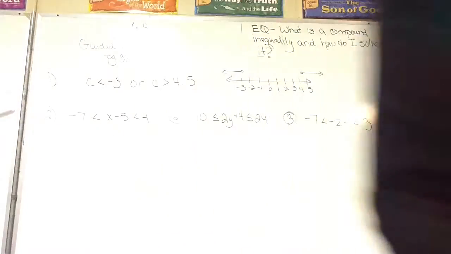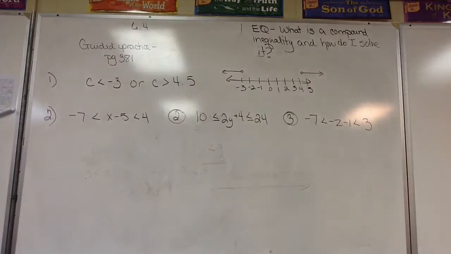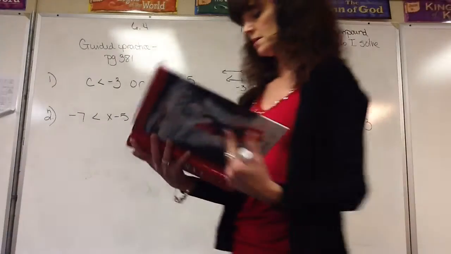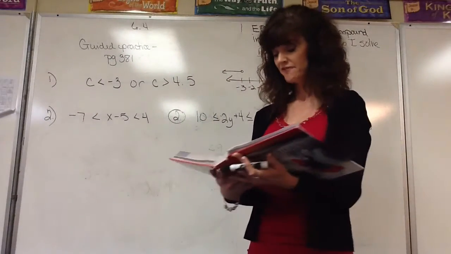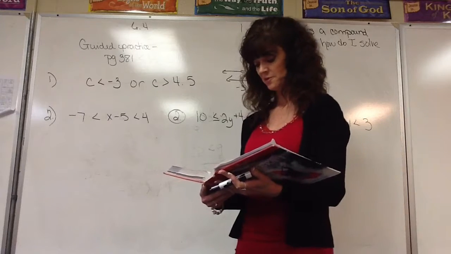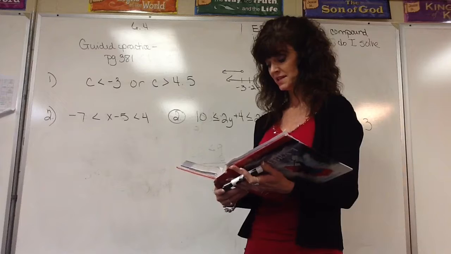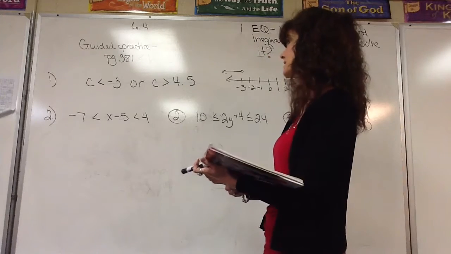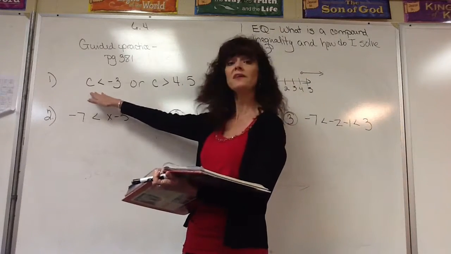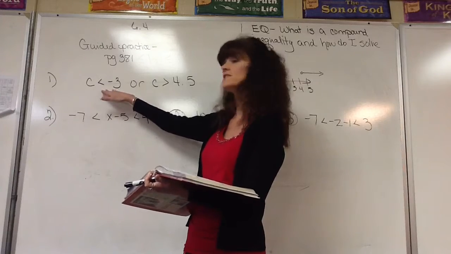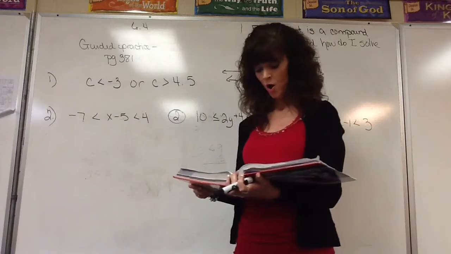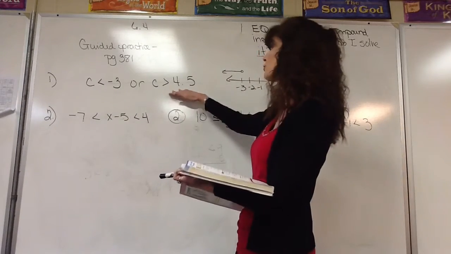Okay, let's take a look at the guided practice. Here on page 381, number 3, investing. An investor buys shares of stocks and will sell them if the change C in value from the purchase price of a share is less than negative $3. So we'll buy them if the purchase price is less than negative 3 or greater than 450.